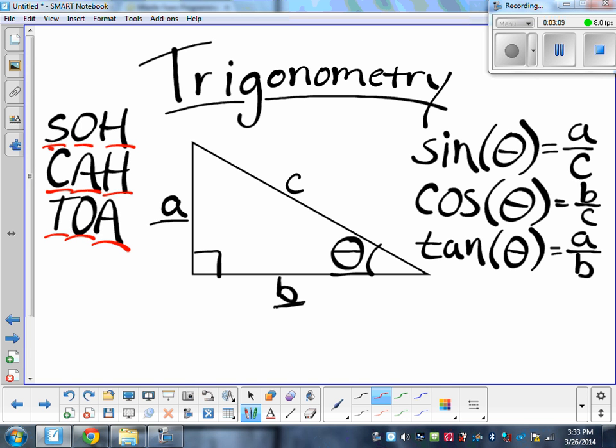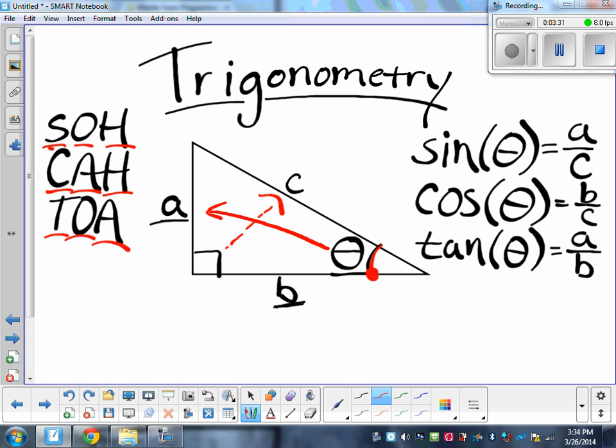And remember, the side that is opposite of theta is the one across from the angle that we're referencing, and the side that is adjacent is the one that is next to or touching angle theta. The hypotenuse is always across from the 90-degree angle.